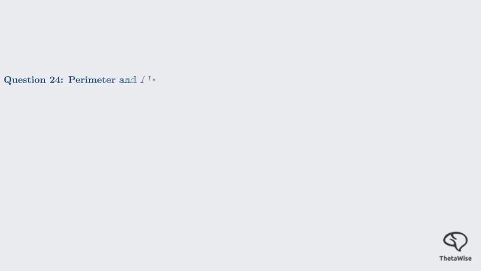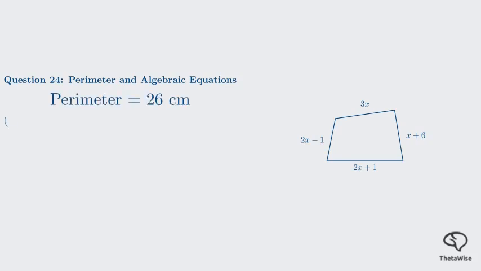For our final question, we have a quadrilateral with sides given as algebraic expressions. We are told the total perimeter is 26 centimeters. The perimeter is the sum of all 4 sides. Let's write down our equation by adding them up: 2x minus 1 plus 3x plus x plus 6 plus 2x plus 6 plus 2x plus 6.